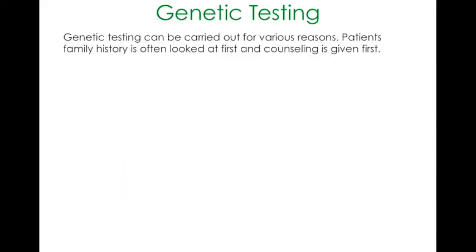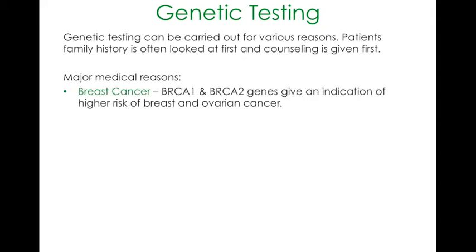So genetic testing, on the other hand, can be carried out for various reasons. Now genetic testing is up to the individual. The patient's family history is often first looked at, and then you put counseling, and then you perform the genetic test. Now, there's a few reasons for that. Breast cancer, so BRCA1 and BRCA2 genes can give an indication of high risk. Now, they are not the only indicators, and they are by no means the final indicator either, but there is an association between them. Okay.